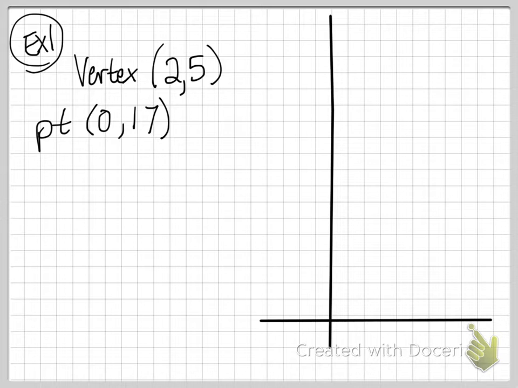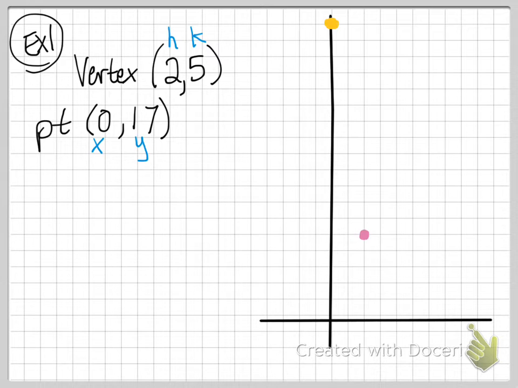So first example, I have my vertex, so I have my h and my k, right? And I also have a point, so I have an x, y. So there's a couple of things I want to point out here. First, plot your vertex point, and go over 2 and up 5. There's my vertex. Okay? Now the point on the curve, this is crazy, it's going to go off my screen, is at (0, 17). So I'm just going to stick it right up here at the top, okay? This is a crazy stretched out parabola, but that's alright.